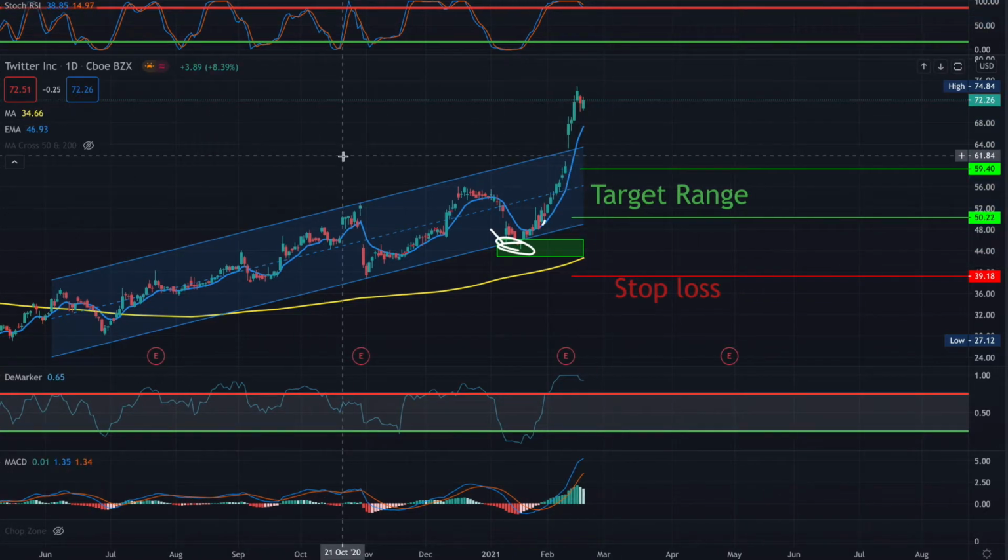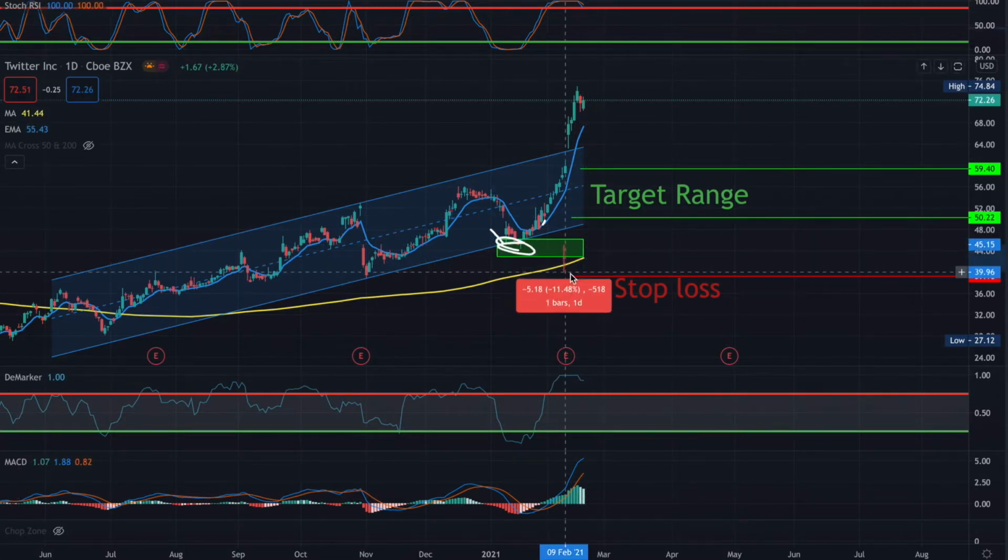So here you can see the importance of letting your winners run. You could make a 60% win by risking only 10%, which is a 1 to 6 risk reward ratio, which is super amazing. So in the long term, if you let your winners run, you'll definitely win much more than your losers.